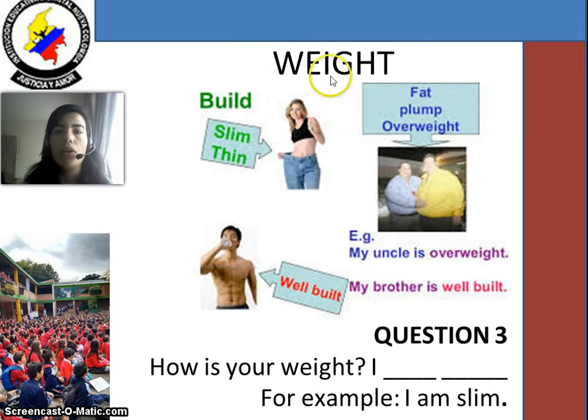Weight. Weight is another physical appearance characteristic. El peso es otra característica física para describir la apariencia. And we have build. Cuando hablamos de que una persona está built, o construida, si lo quisiéramos decir literalmente, decimos que es una persona de alguna manera tonificada.